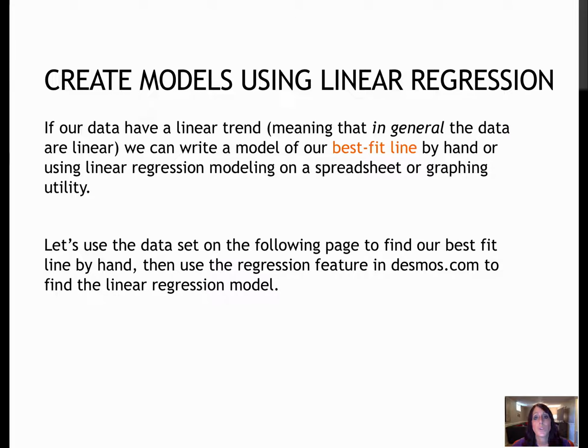So what we do for that is we're going to write our best fit line. You might hear this called a best fit line. You might hear it called a trend line. You might hear it called a line of linear regression. Any of those things all mean the exact same thing.